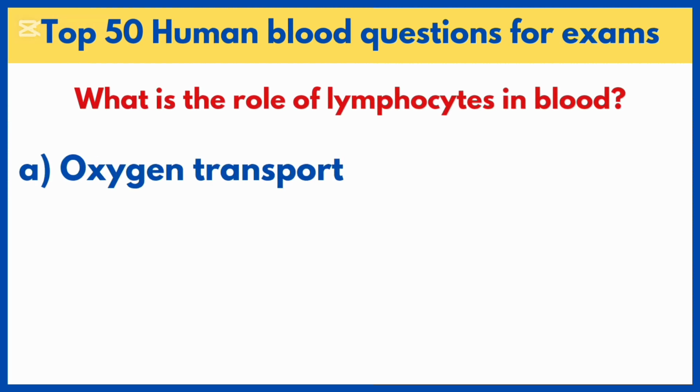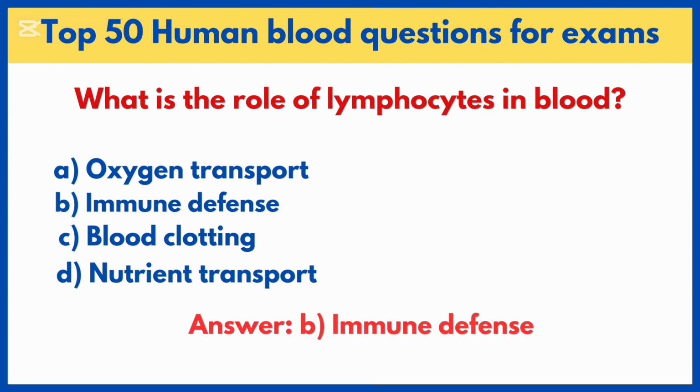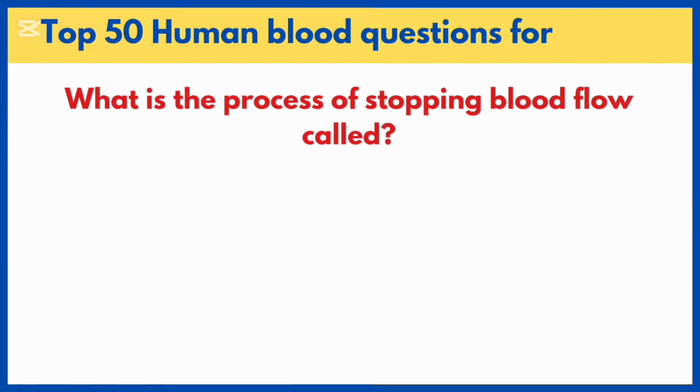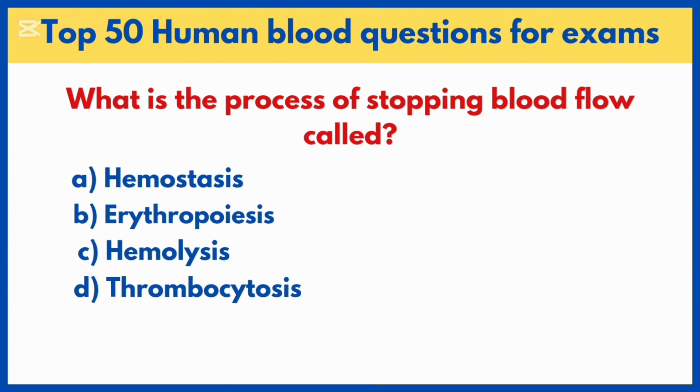What is the role of lymphocytes in blood? Correct answer is option B, immune defense. What is the process of stopping blood flow called? Correct answer is option A, hemostasis.